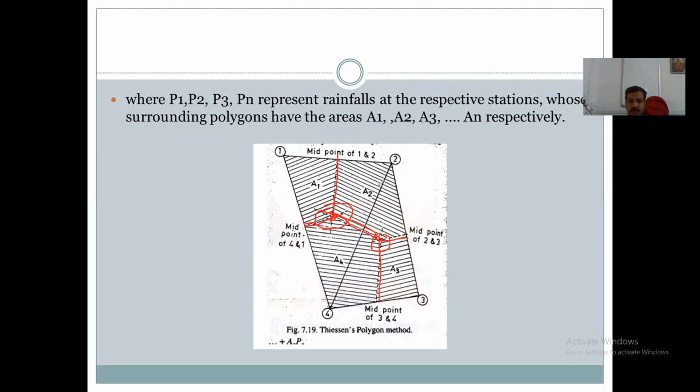So A1, A2, A3, A4 are the areas of each part. This entire basin is divided into parts A1, A2, A3 and A4. And P1, P2, P3, P4 represent the rainfall at the respective stations, the rainfall that occurred in that area. That is divided by the number of stations. Understood?